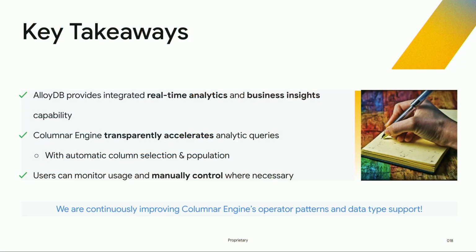So just to recap on what I said, the columnar engine is part of AlloyDB, so there is no separate costing involved there. It's all part of AlloyDB. You can enable it anytime. It provides real-time analytics and business insights, and it accelerates analytics queries. You don't have to make any change. You just turn it on, the engine will take care of it, and you can monitor the usage.